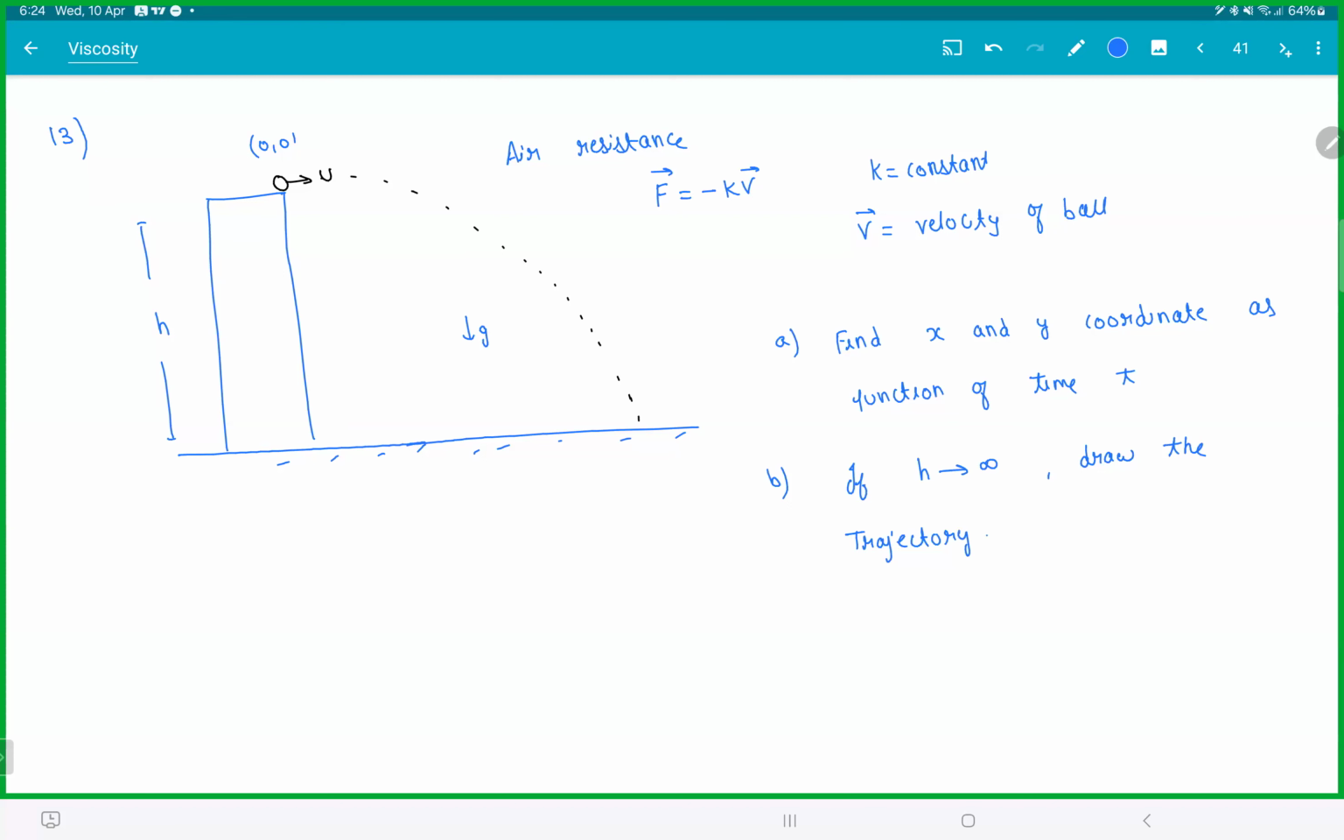Try. I'll give you 2 minutes. Take a minute, then I'll show you the FBD. Then I'll give you a minute more. Let's see after a minute, did you get the FBD and the equations right?